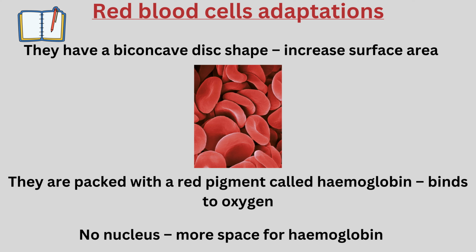Lastly, no nucleus is present in the red blood cell, and this allows for more space for hemoglobin, because remember, the nucleus is considered to be the largest organelle in the cell. And so if the red blood cell had a nucleus, then less space would be there for hemoglobin. It means that less oxygen would be transported to your body tissues.